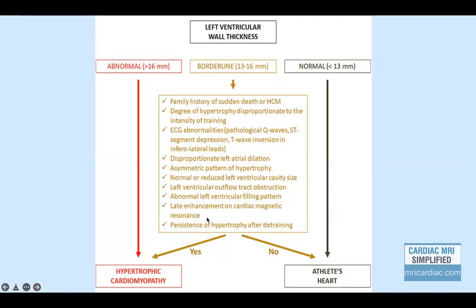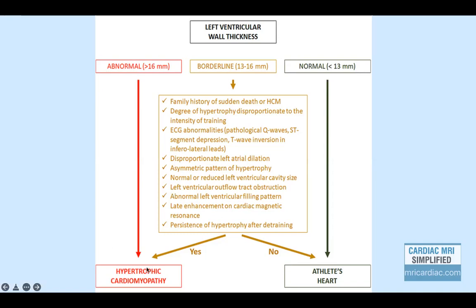There are a few clinical and MRI parameters to differentiate such borderline left ventricular hypertrophy. It is important to take the family history of sudden cardiac death or HCM and compare the degree of hypertrophy with the intensity of the training. So with mild training, if you have significant hypertrophy, then it is definitely not normal. ECG abnormalities will favor HCM along with disproportionate left atrial dilatation, reduced strain, and presence of diastolic dysfunction. All these features will suggest pathological hypertrophy.